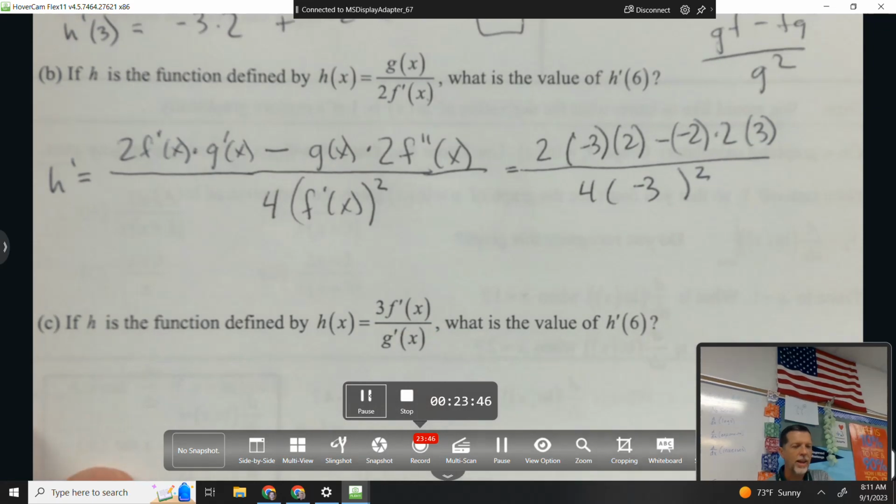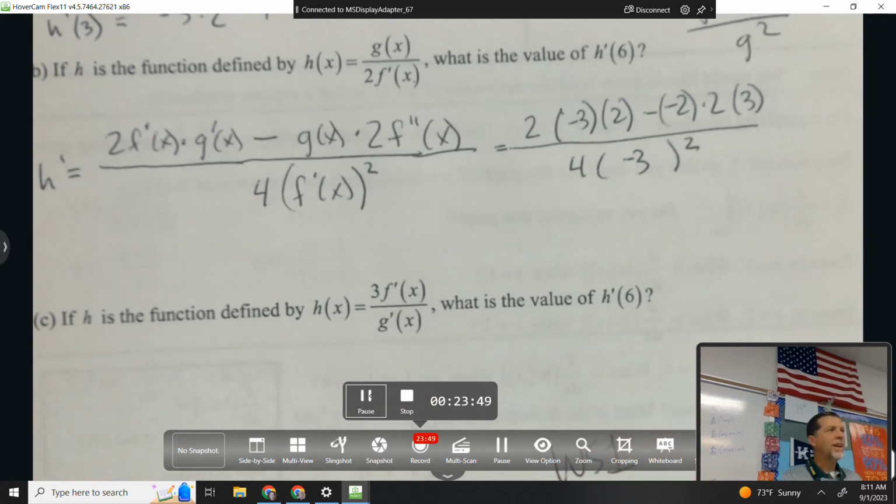All right, so your assignment's worksheet 1. Nothing new, just apply.